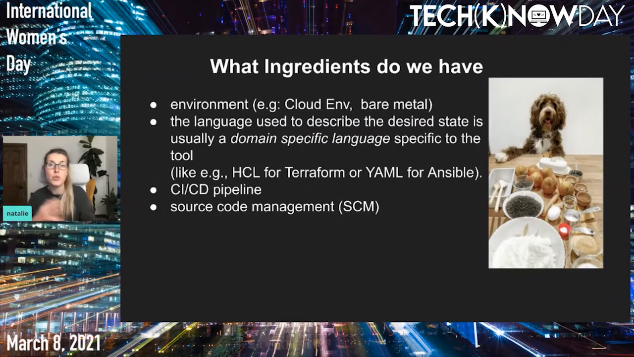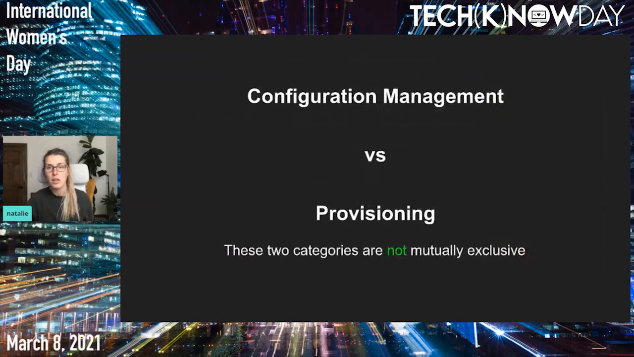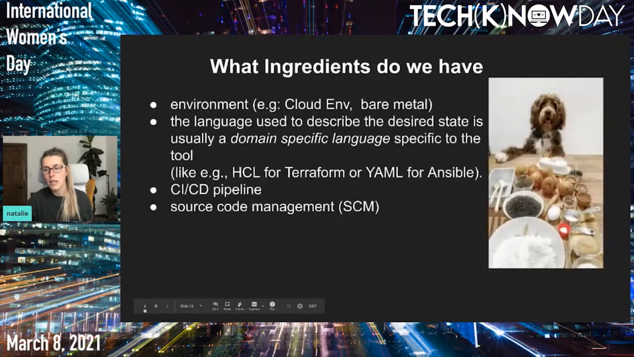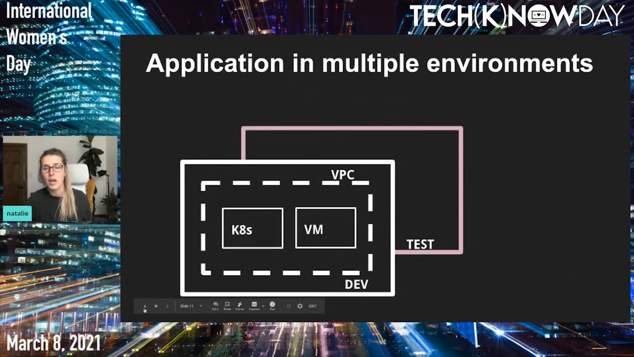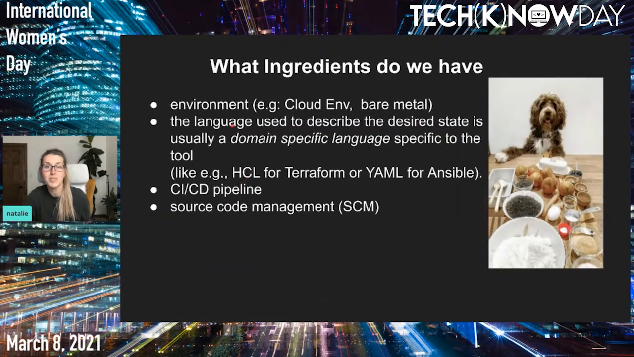So to make it happen, if we talk about baking, let's see what kind of ingredients we can use for this application, right? To build infrastructure as code, first of all, we probably need to decide on the environment. Is it some kind of a cloud environment? Could be on-prem or bare metal, as well as what kind of language we're going to use, right?